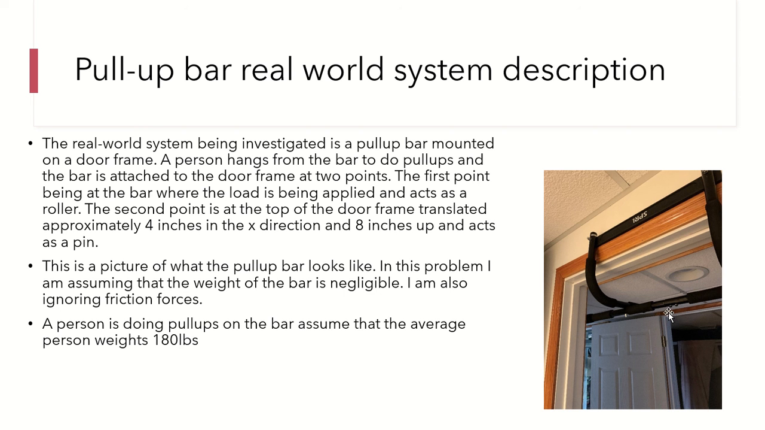For this problem, we're going to assume there's a 180-pound guy doing pull-ups on this pull-up bar, so he's basically just going to be hanging there. In this problem, we're going to neglect the weight of the pull-up bar because it doesn't weigh that much in comparison to the person, and we're going to assume that it's frictionless on this part right here.